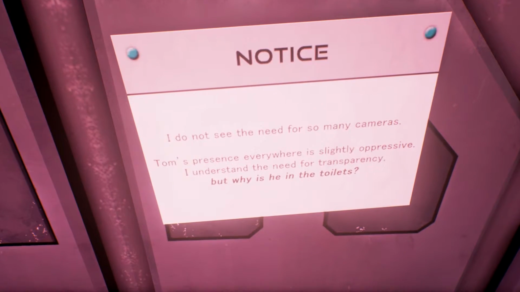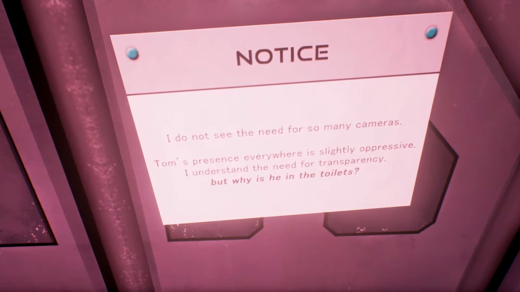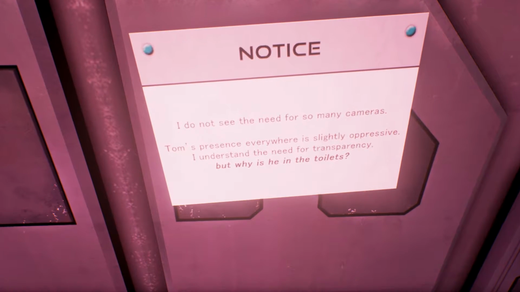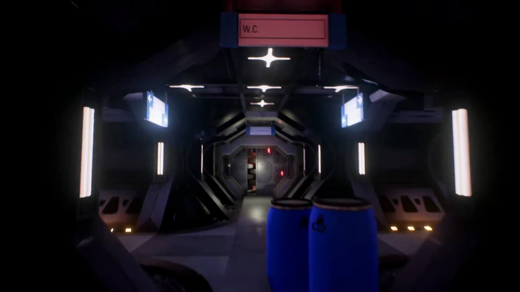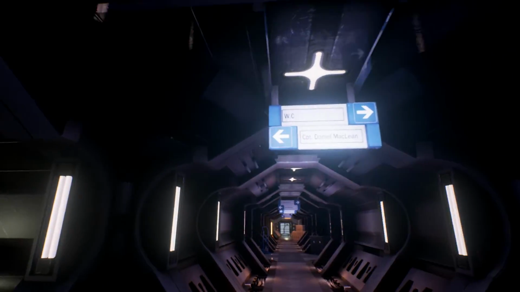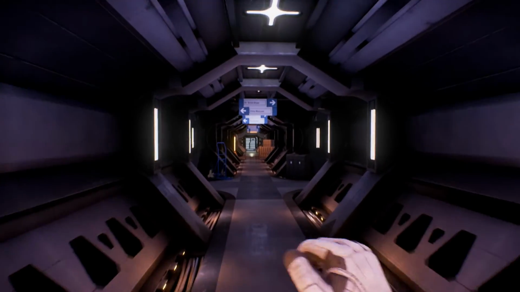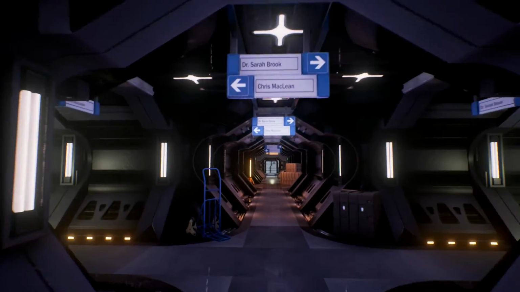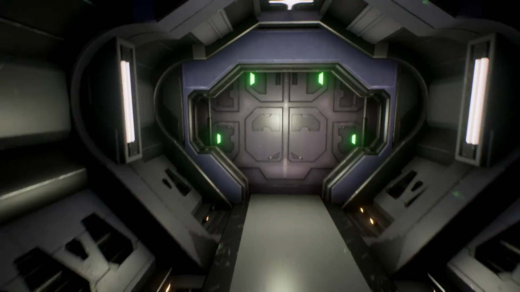Notice, I do not see the need for so many cameras. Tom's presence everywhere is slightly oppressive. I understand the need for transparency, but why is he in the toilets? This is a very good question. Tom, why are you peeping, Tom? Just because it's part of your name doesn't mean you have to be a dick about it.